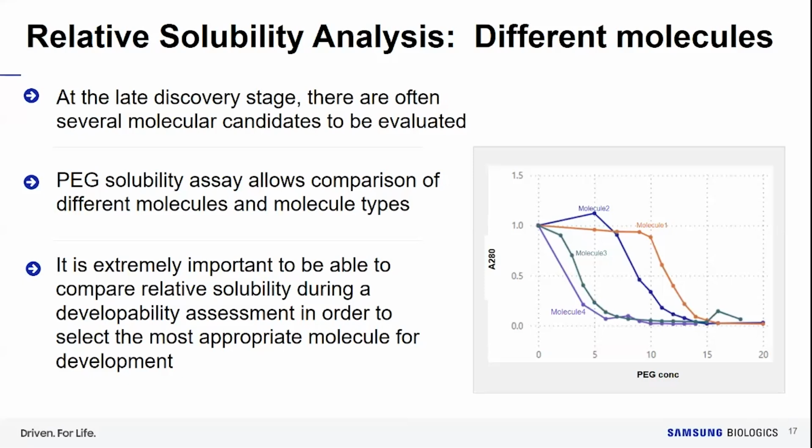So here's an example of evaluating the relative solubility of different molecules. At the late stage, as I mentioned, there are often several candidates to be evaluated. By using the PEG solubility assay, we can evaluate all the different molecules and compare them side by side. And it is extremely important to be able to compare the relative solubilities during developability in order to select the most appropriate molecule to move into development.